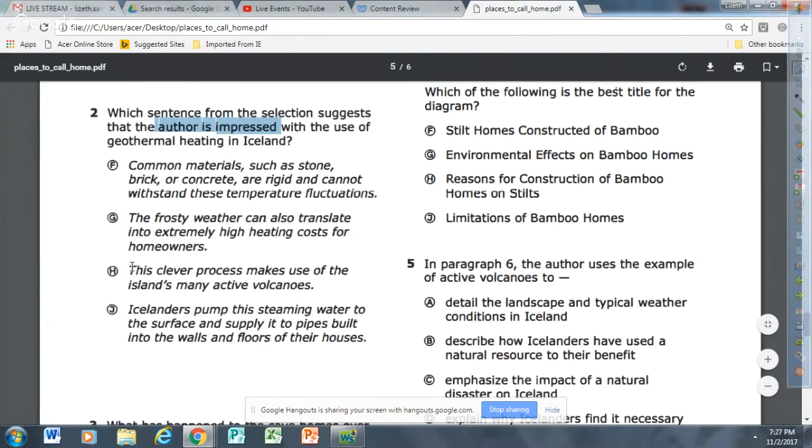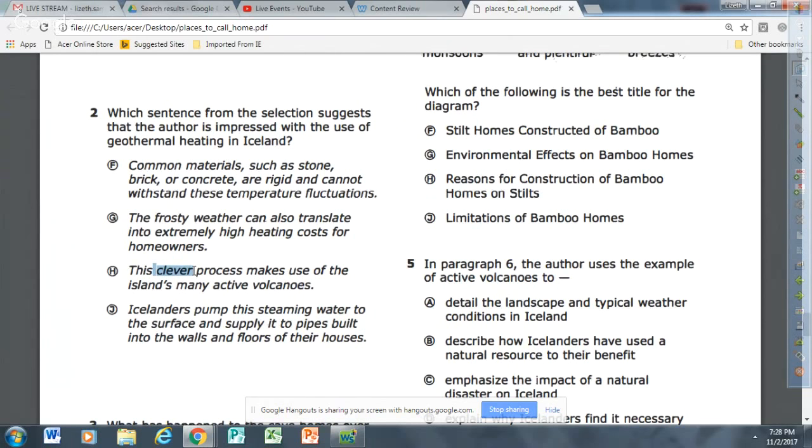The fact that they said this is clever. Clever means, whoa, this is a smart process. Clever means smart. So because of that, that shows that the author is impressed because he's calling the process clever, or a smart way of doing things. So the correct answer for number 2 was H. So look at those keywords on there.